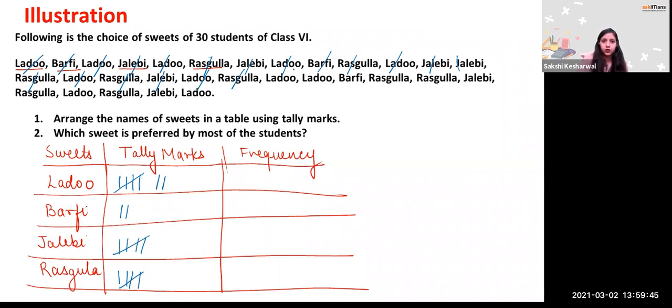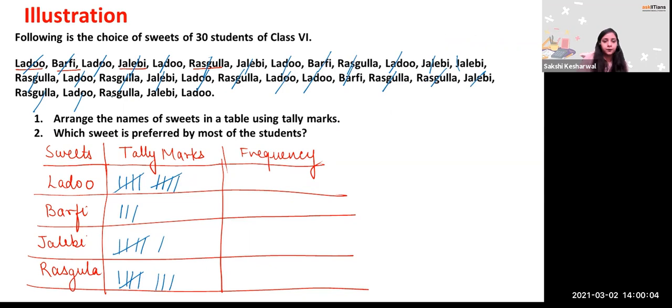This is fifth. Then again a laddu, and again a laddu. Barfi. Third, rasgulla. This. Again a rasgulla. This. And again a jalebi. This. Then you have again a rasgulla. Again a laddu. 1, 2, 3, 4.